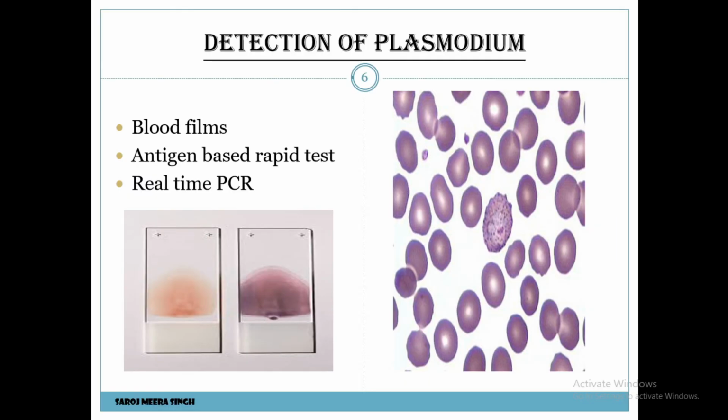Now come to our next slide, that is detection of Plasmodium. Detection of Plasmodium in the human body can be done by preparing blood films, by antigen-based rapid diagnostic test, and by using real-time polymerase chain reaction, which is also known as PCR.